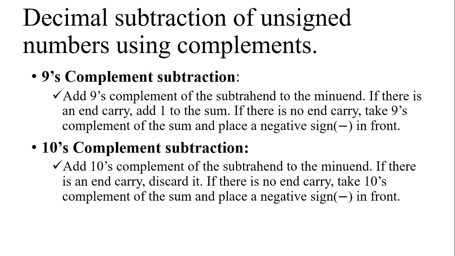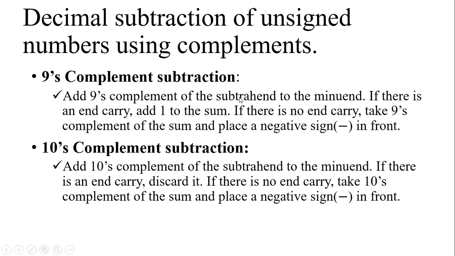Decimal subtraction of unsigned numbers using complements. Through complements we can perform subtraction in other number systems. In the decimal number system, as we discussed in the lecture on complements, we have nines complement and tens complement. So we have nines complement subtraction and tens complement subtraction. The procedure is similar to the ones complement and twos complement subtraction in binary.